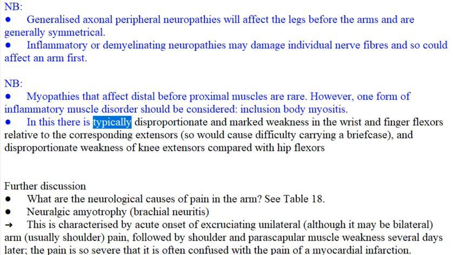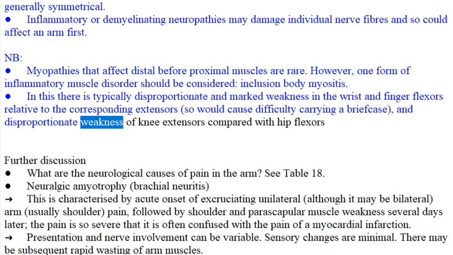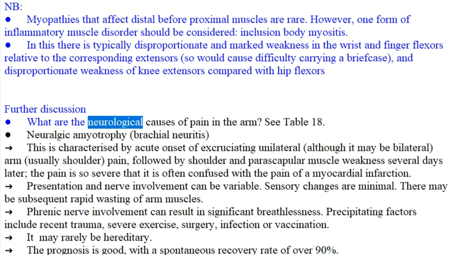In this there is typically disproportionate and marked weakness in the wrist and finger flexors relative to the corresponding extensors, so would cause difficulty carrying a briefcase, and disproportionate weakness of knee extensors compared with hip flexors. Further discussion. What are the neurological causes of pain in the arm? See Table 18.